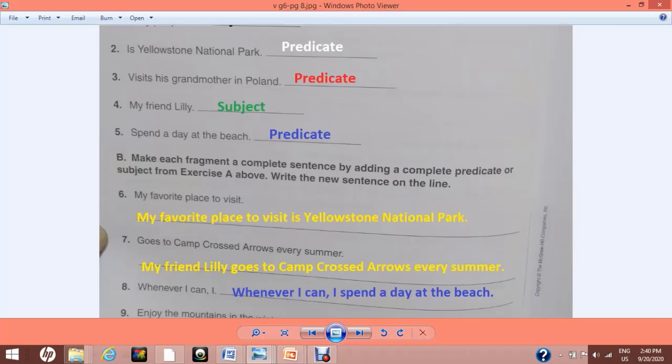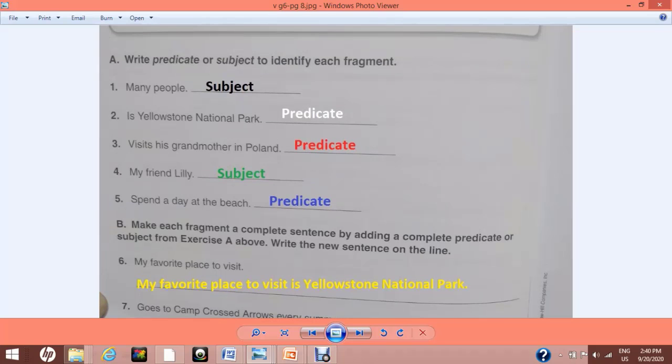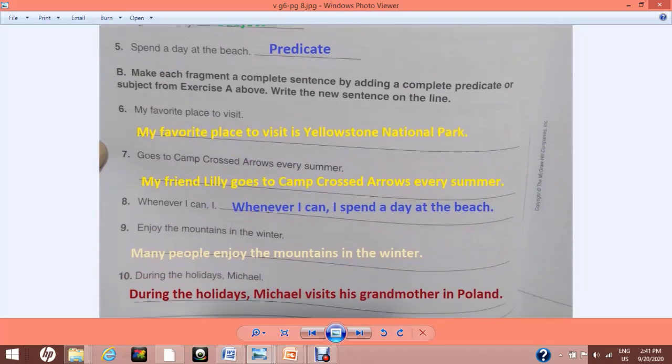My favorite place to visit. Okay, now that is a fragment. Now I am going to choose a suitable predicate. So I will choose number 2 to complete the sentence. My favorite place to visit is Yellowstone National Park. Now you are going to write is Yellowstone National Park along with the subject of question number 6 here. Then it will become a complete sentence. Yellowstone National Park is a proper noun, so Yellowstone will start with capital Y, National with capital N, and Park with capital P.